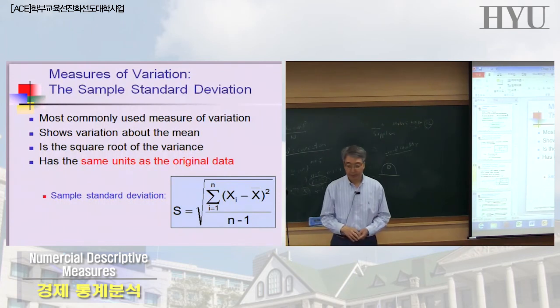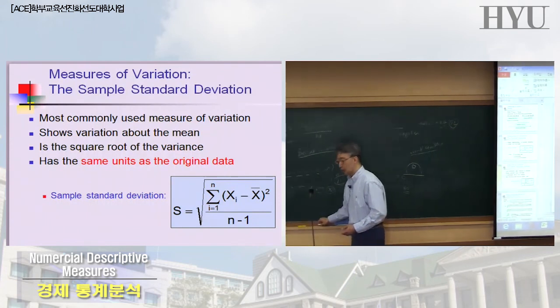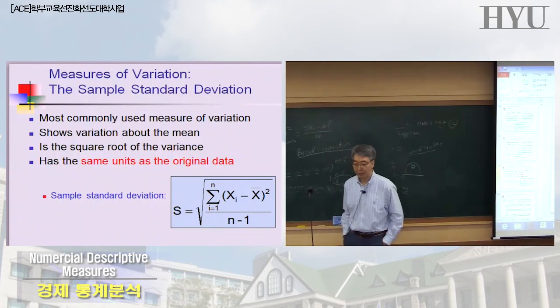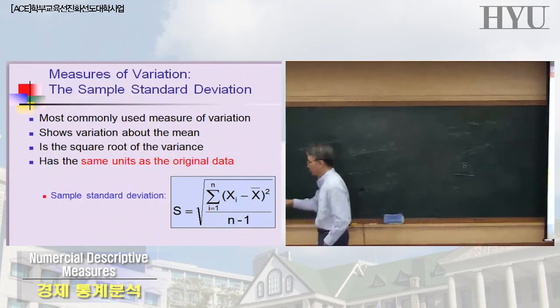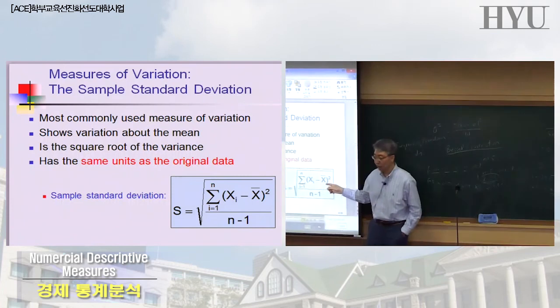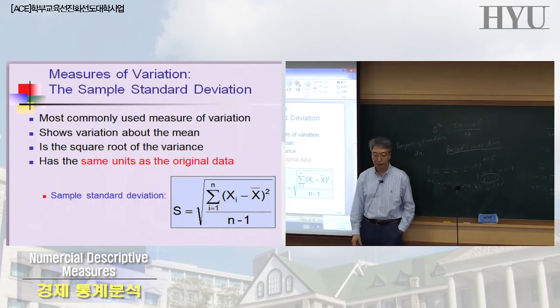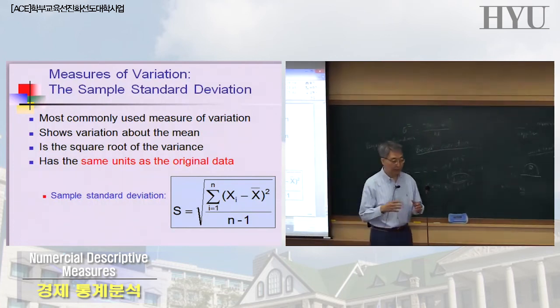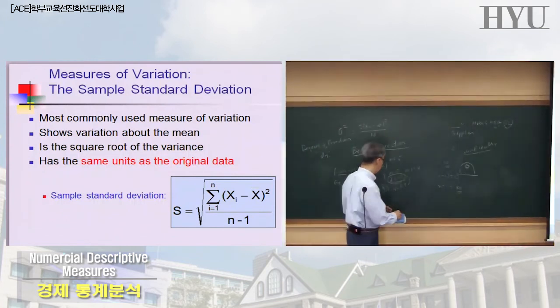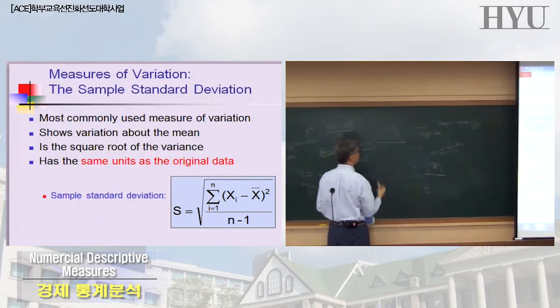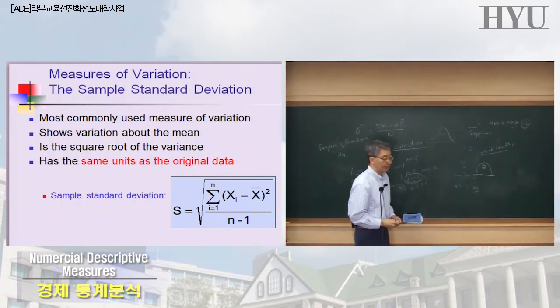So here's a question you should ask. Why do we bother with both? Since standard deviation is the square root of variance, if you have large variance, obviously you will have larger S. The whole idea is to measure the spread, how widely the data points are scattered.